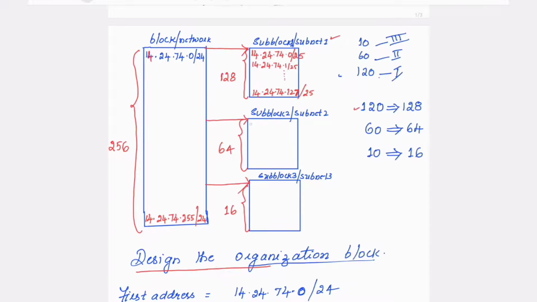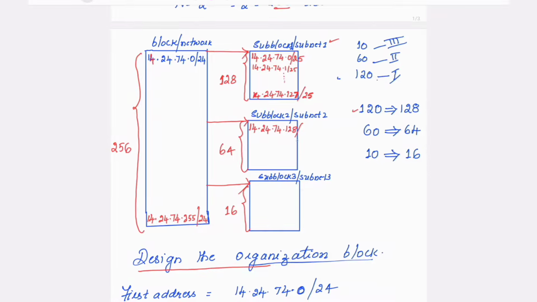Now for subnet 2 also you should start by writing the first address. Wherever I have ended in the first subblock, 14.24.74.127, this is the last address in the previous subblock. The next in the list will become the first address in the next subblock. So it will be 14.24.74.128 slash. I will not write 25 because 25 gives you 128 addresses, but now your subnet should have only 64 IP addresses. So the prefix value also I need to find out.